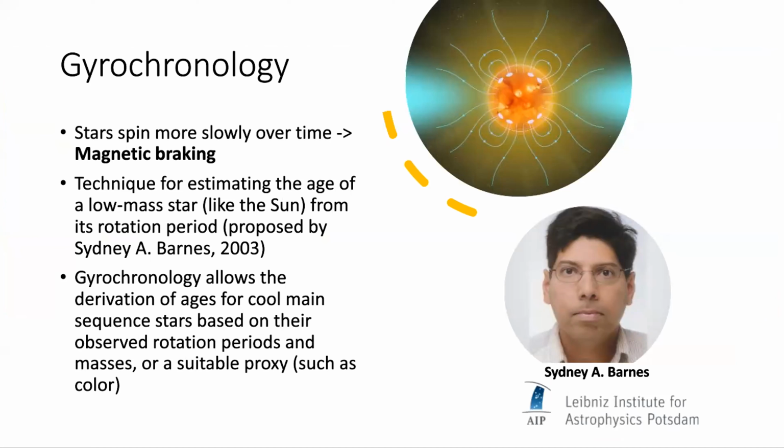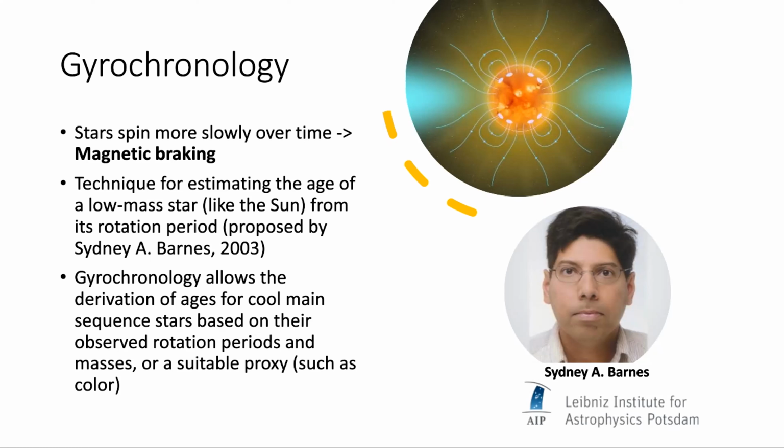Gyrochronology assumes that stars spin more slowly over time, and it is believed that this is due to an effect known as magnetic braking. The technique is used for estimating the age of a low mass star, that is, a star like our sun, from its rotation period. As the rotation period varies, we are able to prepare an estimation, a linear function that is able to regress the age of the star.